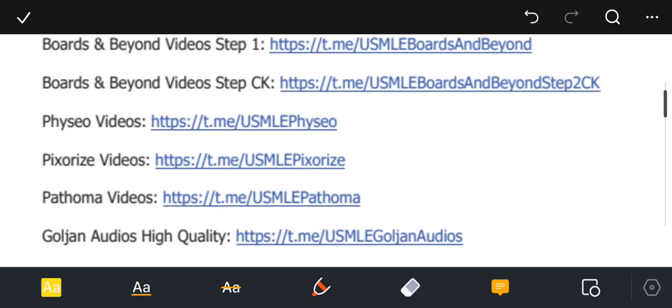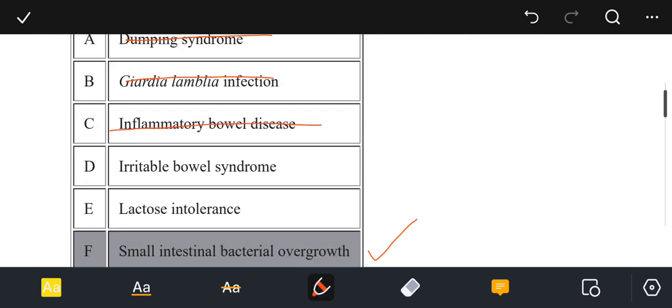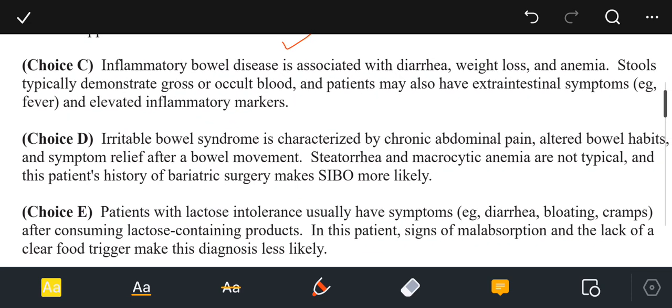The option Charlie, that is all the way over here, is inflammatory bowel disease. This is IBD. This is not the option of choice because inflammatory bowel disease is associated with diarrhea, weight loss, and anemia. Stools typically demonstrate gross or occult blood, and patients may also have extra-intestinal symptoms, for example, fever, and elevated inflammatory markers.